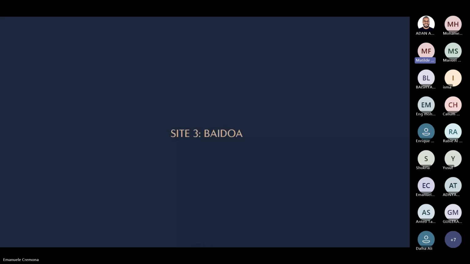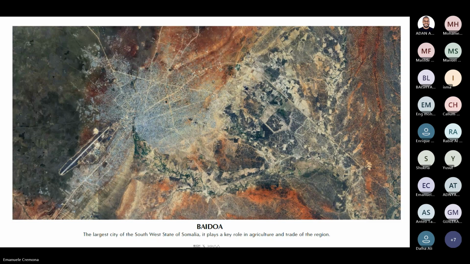Hi everyone, I'm going to be presenting the proposal for the Baidoa site. So Baidoa is the largest city of the southwest of Somalia, and it plays a huge role in the agriculture and trade of the region. It has a big problem with flooding, so one of the main aspects to consider was that in designing the shelter.